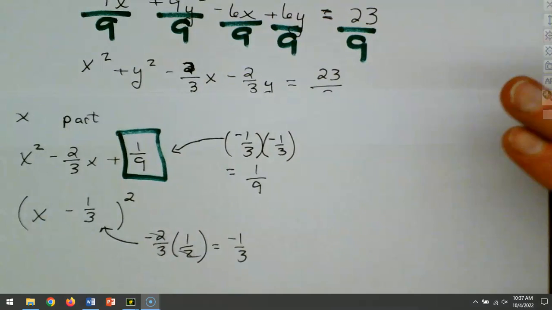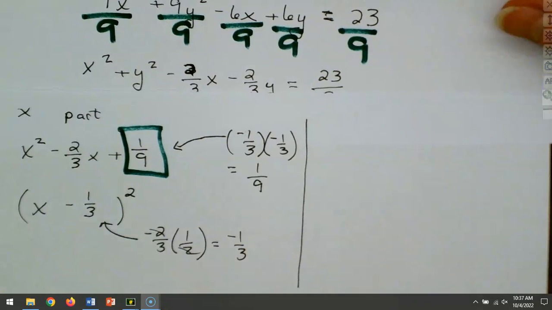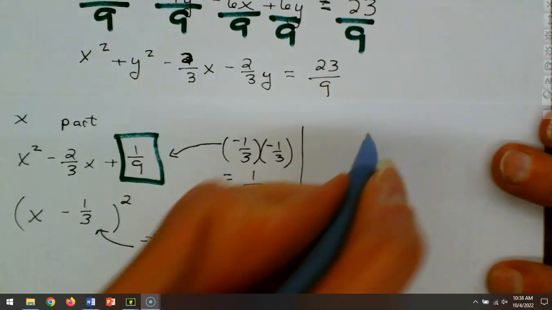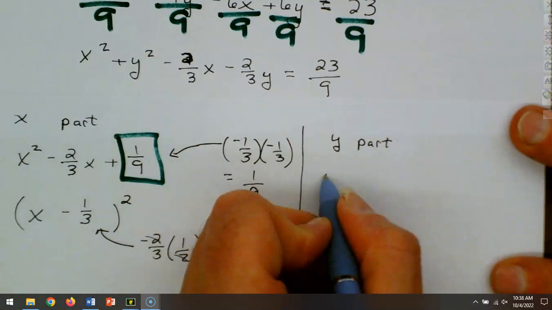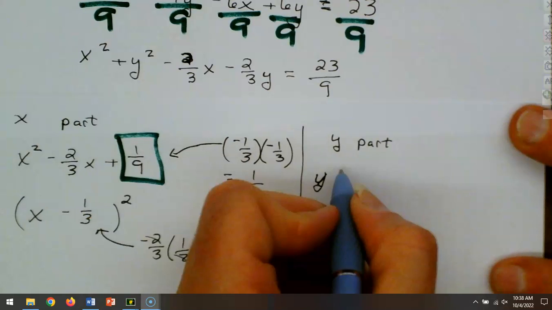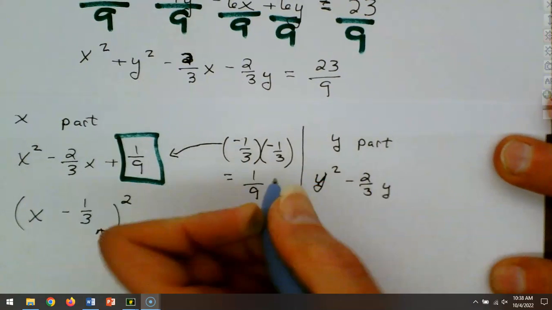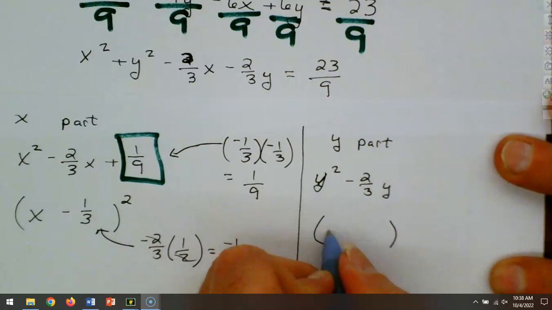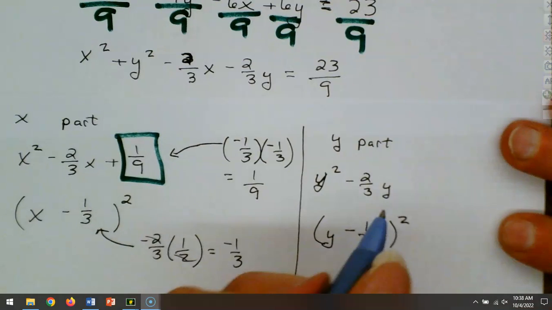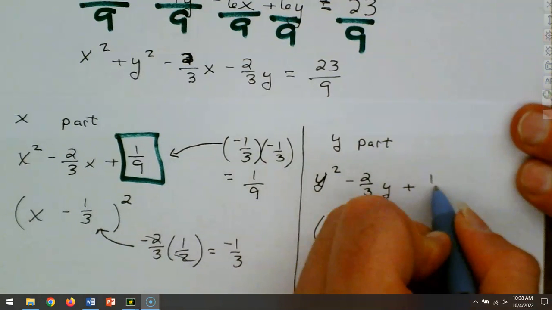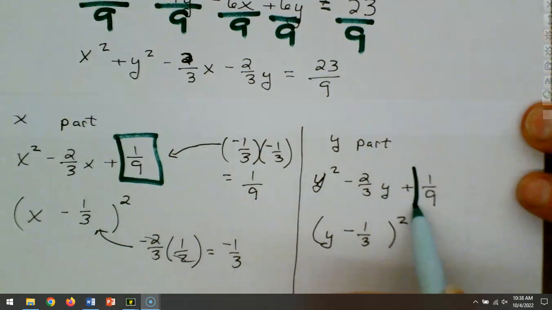That's for the x part. Similar concept for the y part. It's actually exactly the same. So for the y part, we've got y squared minus 2/3 y. We half that minus 2/3, and that leaves you with the minus 1/3. We square it, and that gives you a positive 1/9. Right? It's the same, so that's why I'm not working it out again.